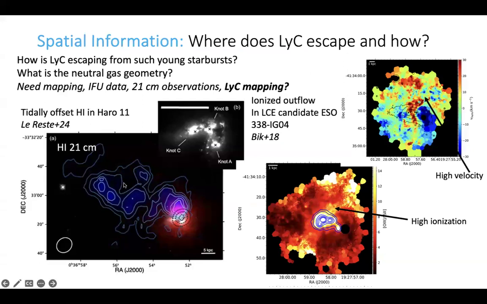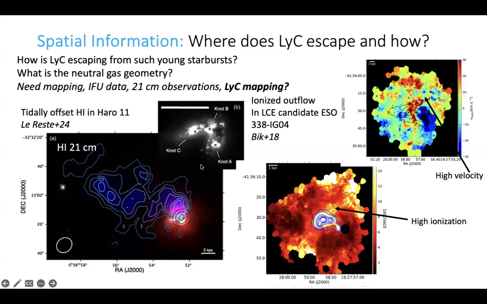So here I'm showing HARO 11, again, that other Lyman Continuum emitter at much lower redshift. This is a H1 21 centimeter map of HARO 11 that shows that its 21 centimeter emission is tidally offset, perhaps due to a merger. And so this disruption due to a merger might be very relevant for why this galaxy has escaping radiation. It would be wonderful to get 21 centimeter maps for our targets or for other known Lyman Continuum emitters, but that's not really feasible at redshift 0.3.